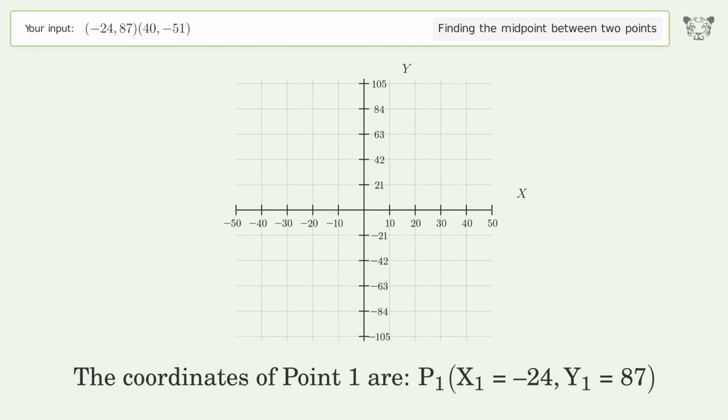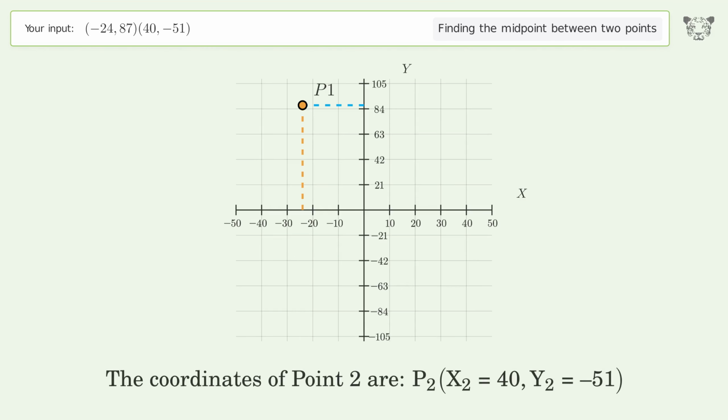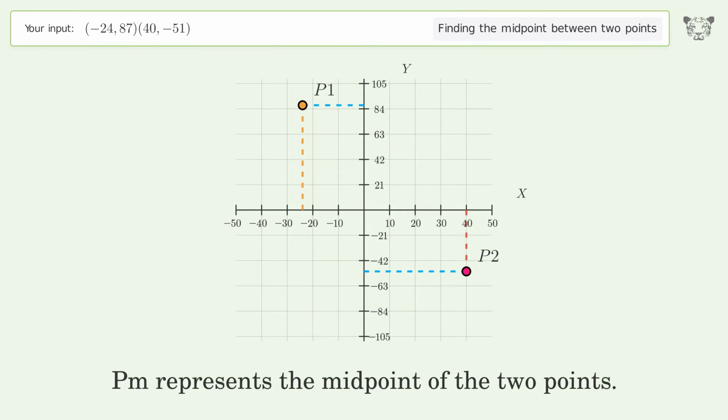The coordinates of point 1 are x1 equals -24, y1 equals 87. The coordinates of point 2 are x2 equals 40, y2 equals -51. PM represents the midpoint of the 2 points.